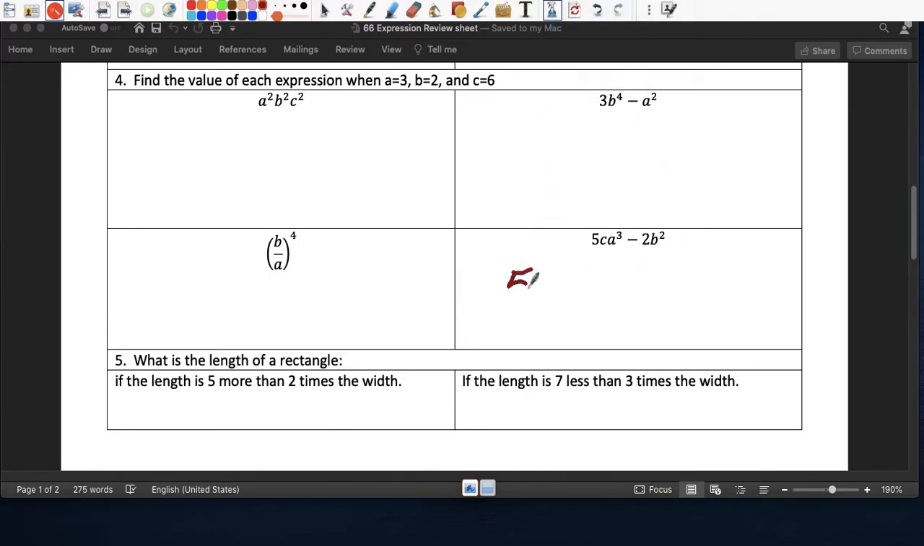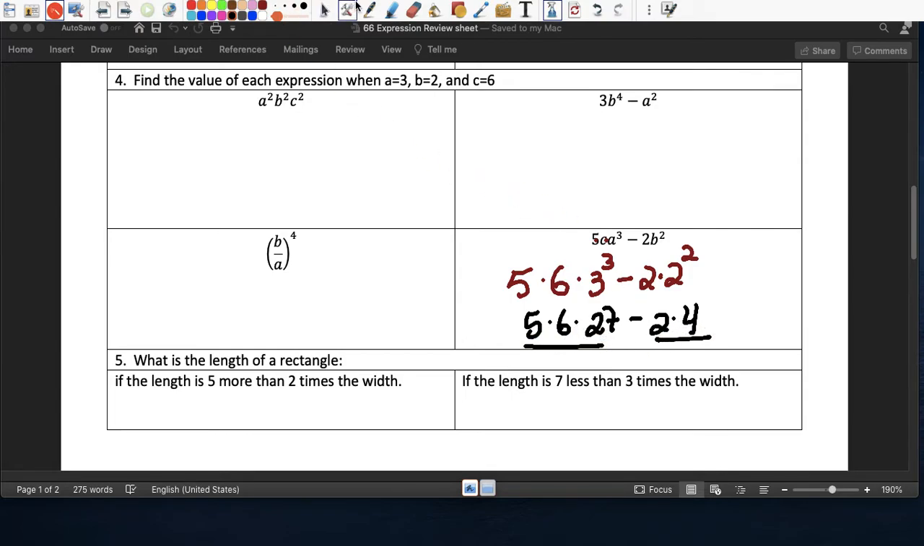Here, so we're going to change 5. We put a multiplication sign, right? 5 times C, which is 6, times A, which is 3 to the 3rd power, minus 2 times B, which is 2 to the 2nd power. So let's do exponents first. 5 times 6 times 3 times 3 times 3 is 27. Minus 2 times, what is 2 to the 2nd power? 4. So let's multiply these 3 and then these 2. So in your calculator, 5 times 6 times 27 is 810. And 2 times 4 is 8. So if you subtract 810 minus 8, you get 802.